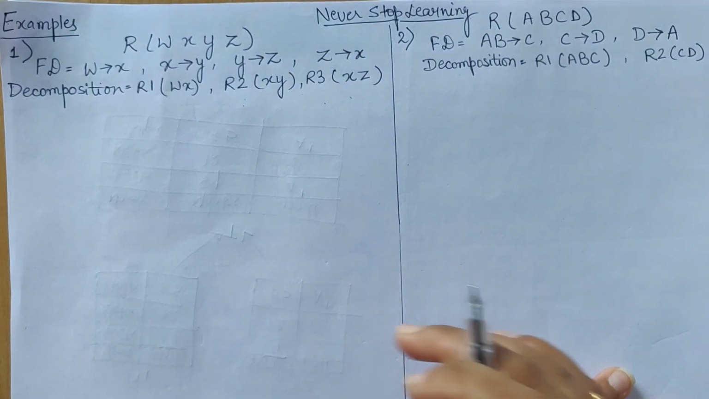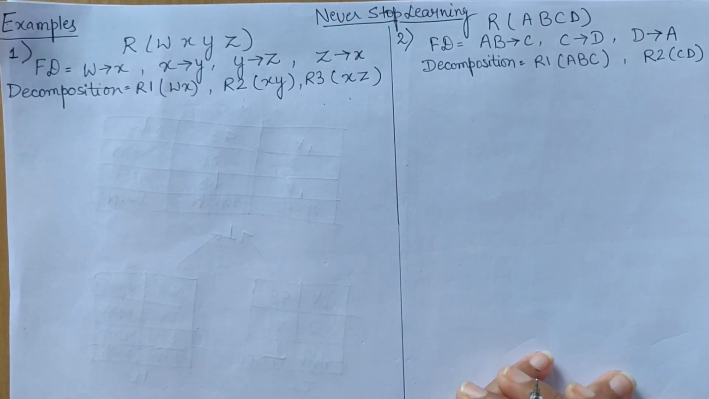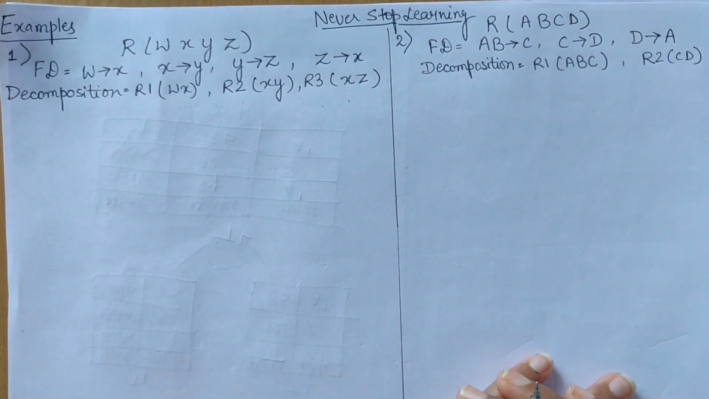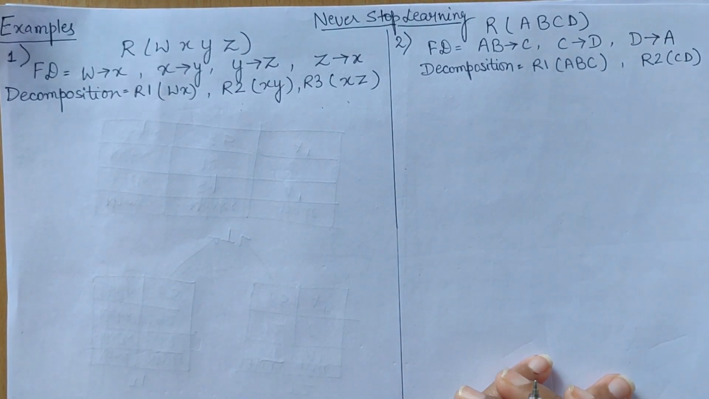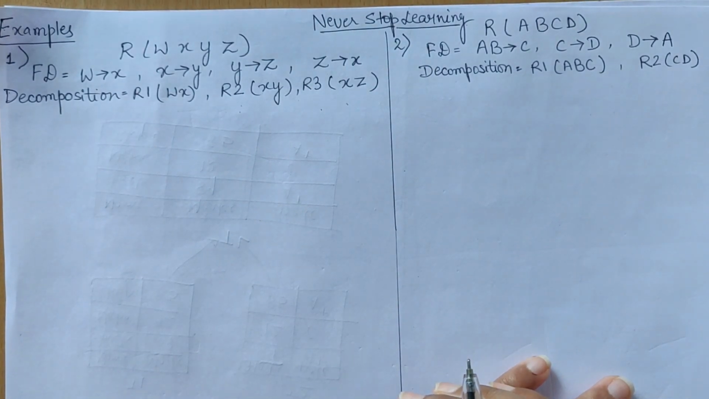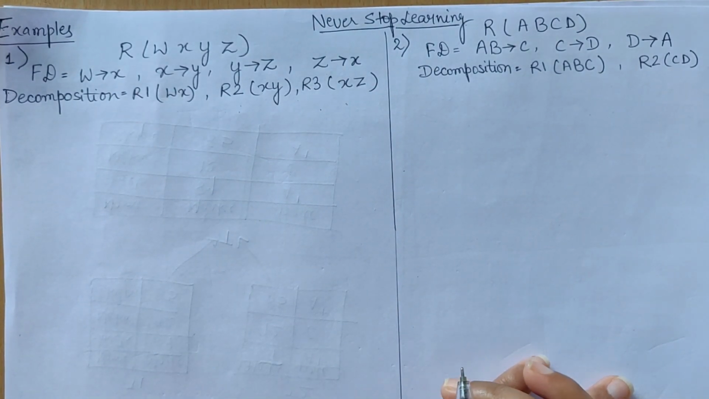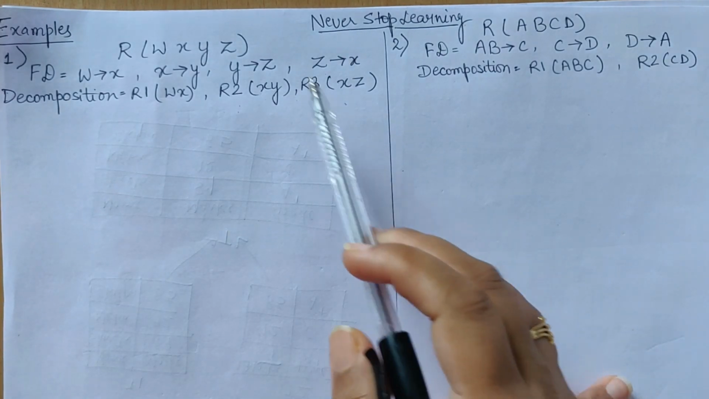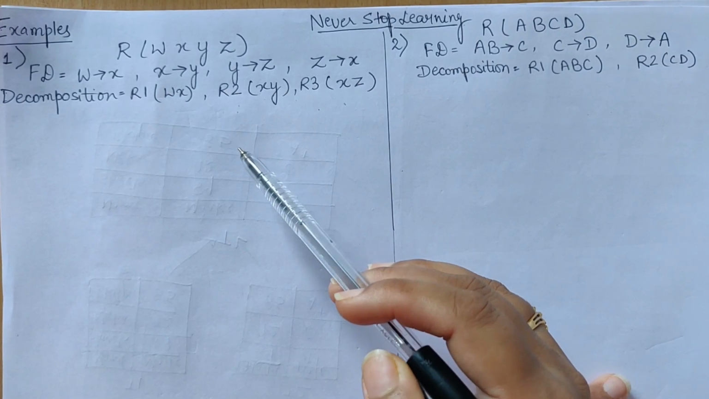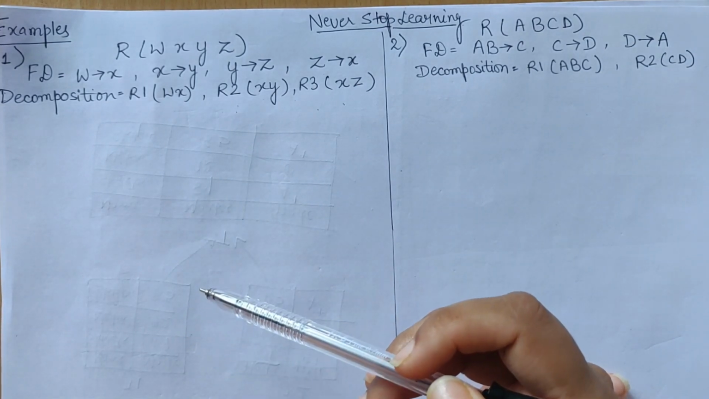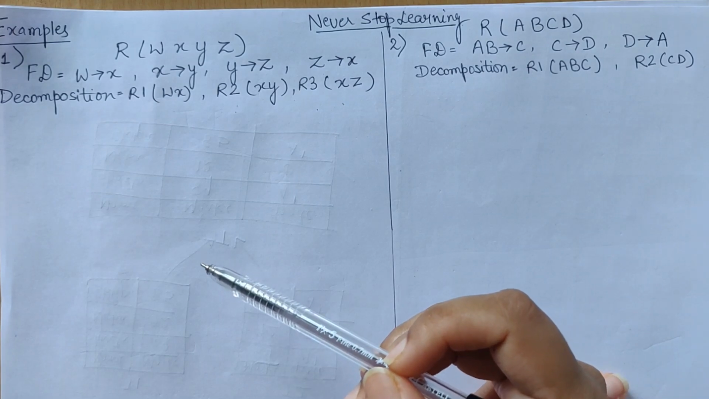Hello everyone. In the series of learning database management system, today we are going to solve some examples on lossless join decomposition and dependency preserving decomposition. We are going to check whether the given decomposition of a relation is lossy or lossless, whether it's preserving the dependency or it's not preserving the dependency.